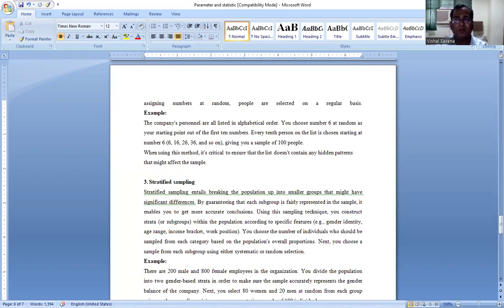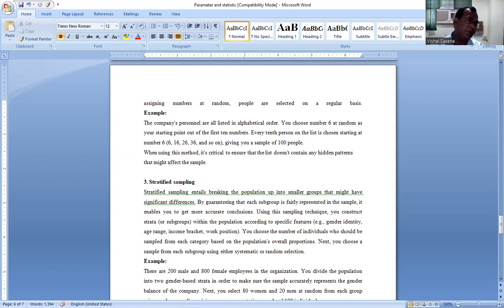Each subgroup is fairly representing the sample, and by guaranteeing that each subgroup is fairly represented in the sample, it enables you to get more accurate conclusions. Using this sampling technique, you construct strata within the population according to specific features.